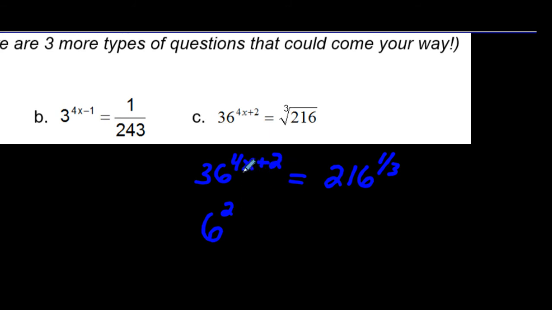But we have an exponent still here of 4x plus 2. How do you deal with that? Well, you write it down. But I'm going to put it in brackets because we're going to have to multiply them together.